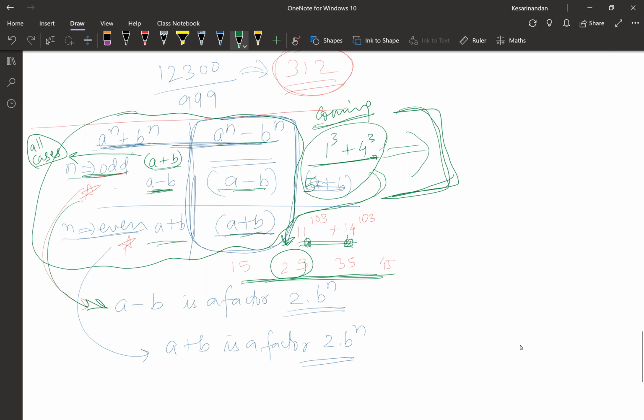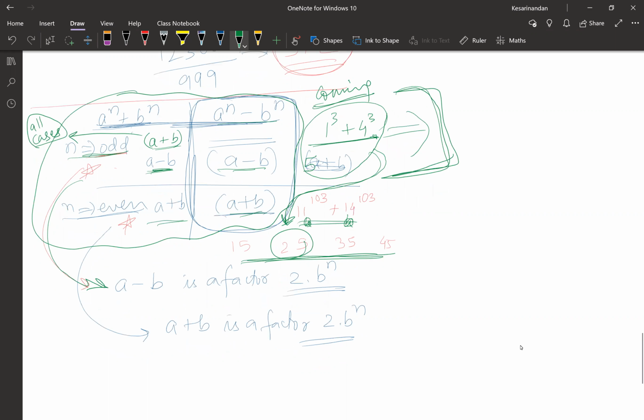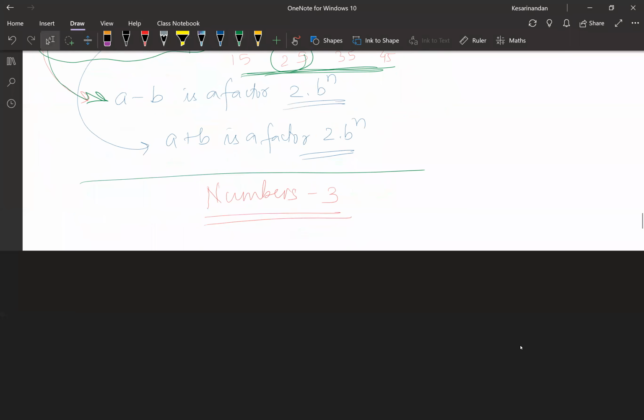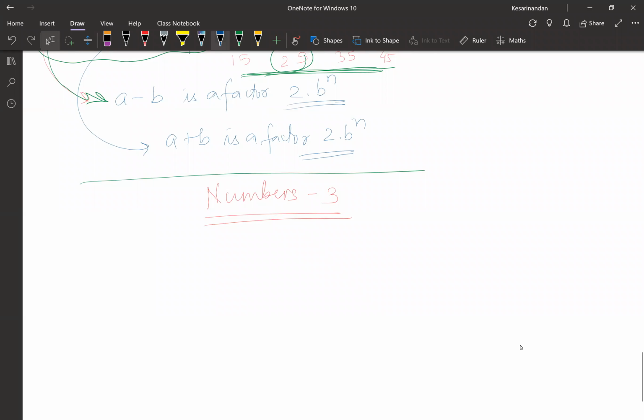Is it clear, guys? Everybody? Okay. So with this, we have come to the end of numbers 2, and we'll move forward to the next part. That would be numbers 3. Just before numbers 3, guys, we won't be able to finish numbers 3 completely. So what I'll do is we'll discuss the basics first. In numbers 3, what we have is number systems.